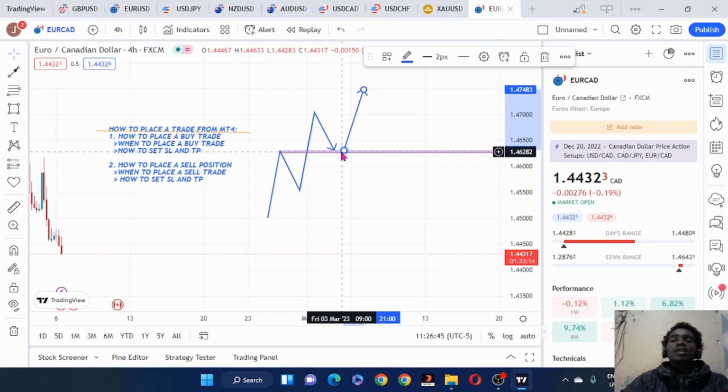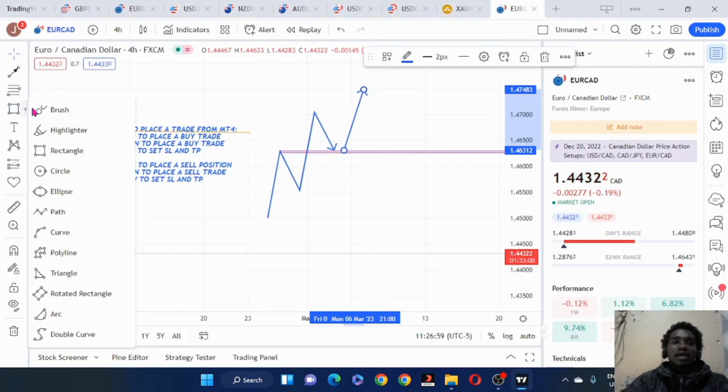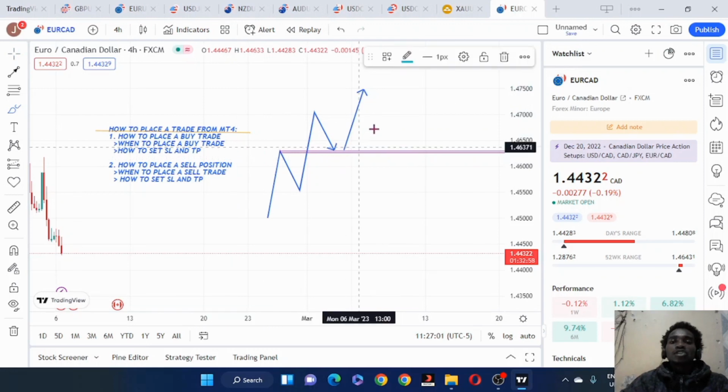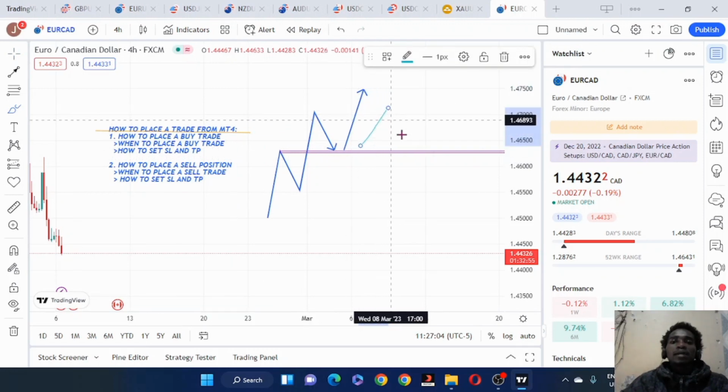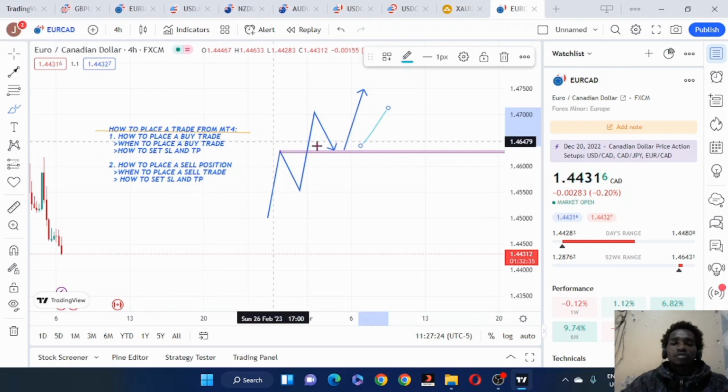Are we together? Now, once you place this buy trade here, remember, if the price goes up, you're going to make money. But if the price goes against you, goes down, you're going to lose money. Therefore, it is good to set a stop loss and take profit. SL means stop loss and TP means take profit.